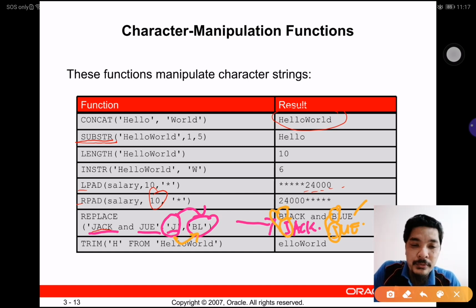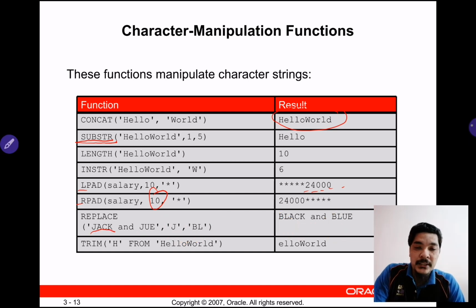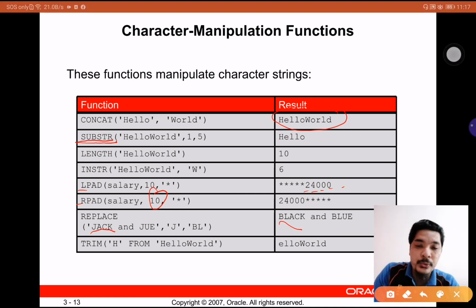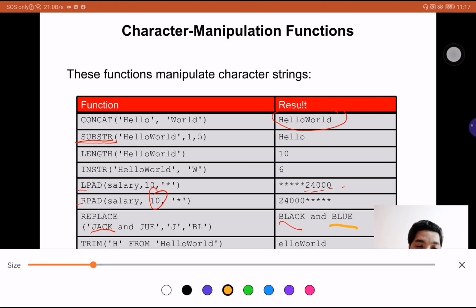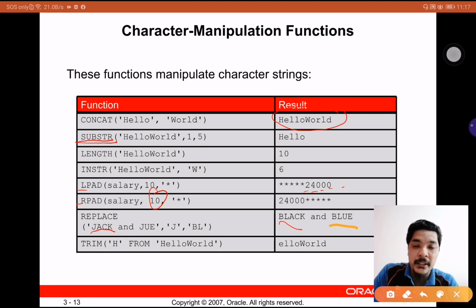So this is what we call a replace. Jack and Black: J replaced by BL, and the output is Black. J replaced by BL, then the output is Blu. Hopefully you can understand this one.